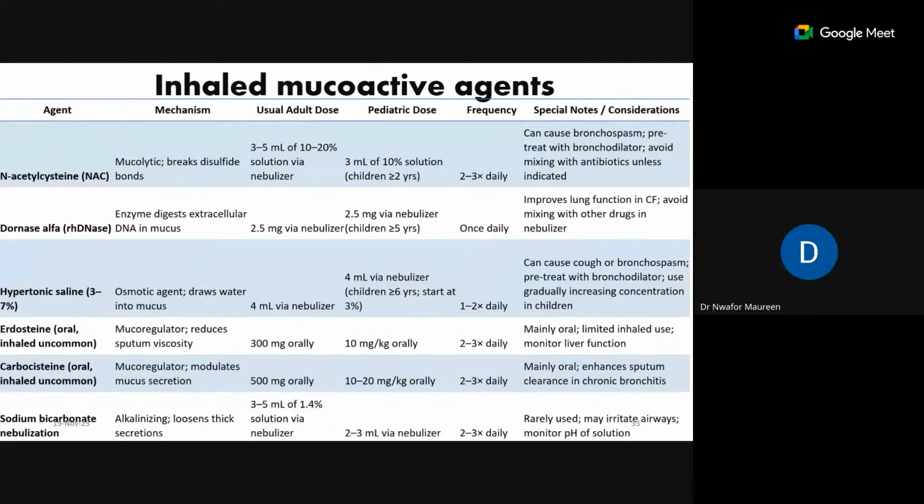This slide is just showcasing the inhaled mucoactive agents, their special notes, their frequency, mechanism of action, doses, whether for children or for adults. So I will give you access to this slide. Go through it and see how it's going to help us in our practice. So any agent you want to use, you should bear in mind the special considerations and the doses and how they work.